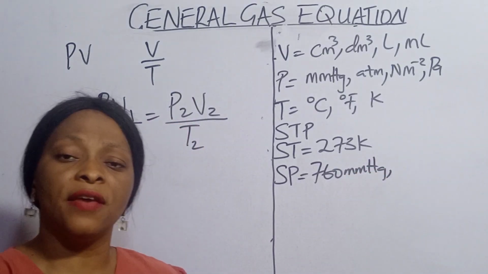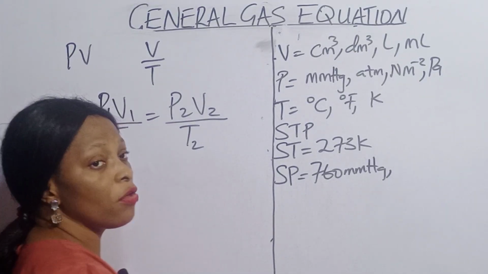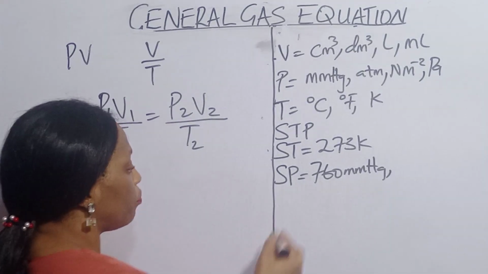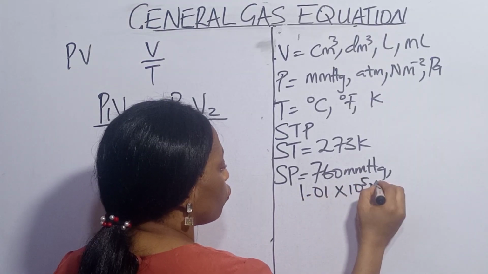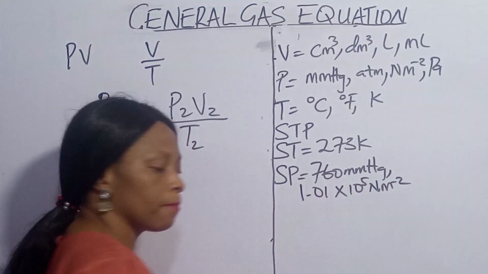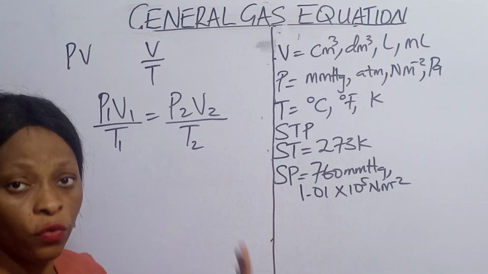Sometimes the examiner may give you the question in Newton per meter square. So in a case like that, the value of the standard pressure will be 1.01 times 10 raised to the power 5 Newton per meter square. So these are the values. Please, it's of importance that you note them.